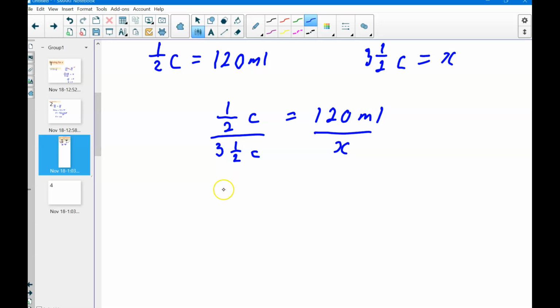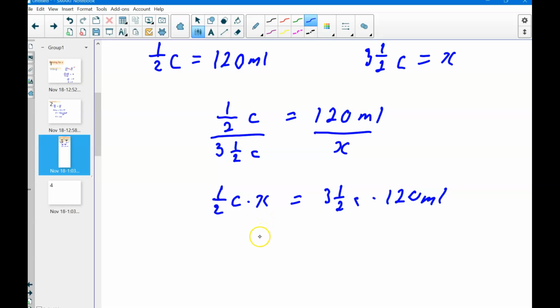I'm going to cross multiply first, so I'm going to go 1 over 2 cups times X. When I use a dot, it's the same as a multiplication symbol. I have 3, 1 over 2. If you want to use decimals here, you can. Times 120. And then I divide by 2. So basically it looks like this.